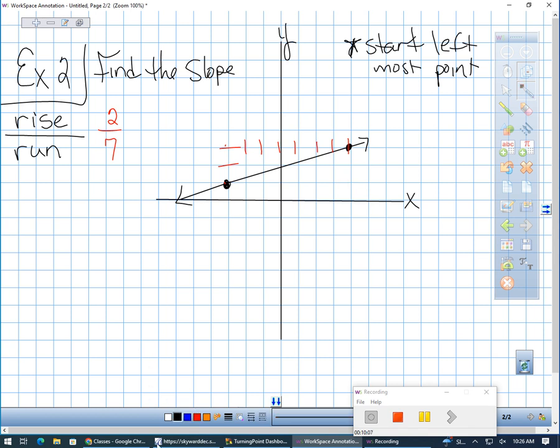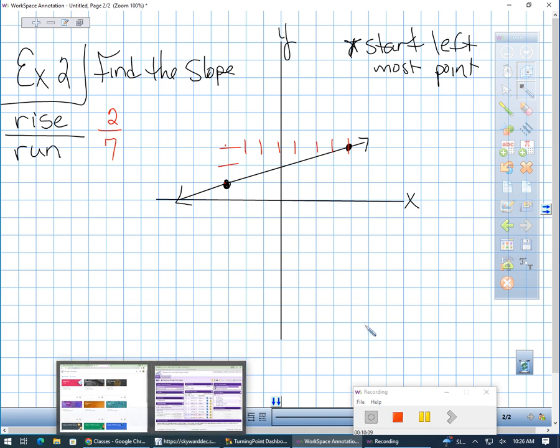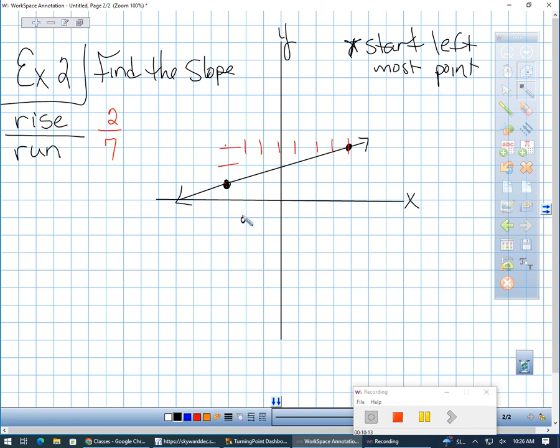On that same graph, I'm going to have you plot 2 more points for me. Will you plot the point 2, negative 1? And how about the point 5, negative 3? Negative 2, negative 1, sorry. Negative 2, negative 1, right here. And then positive 5, negative 3. And again, go ahead and connect your dots.